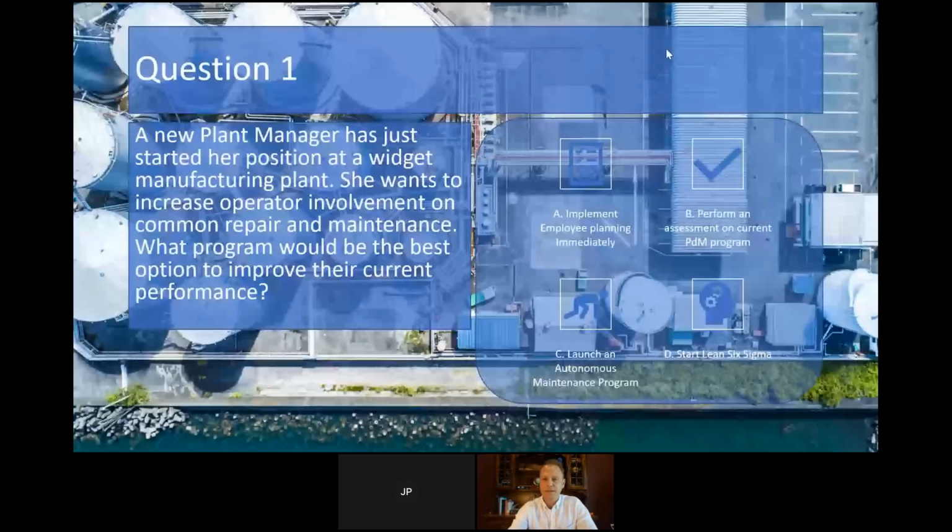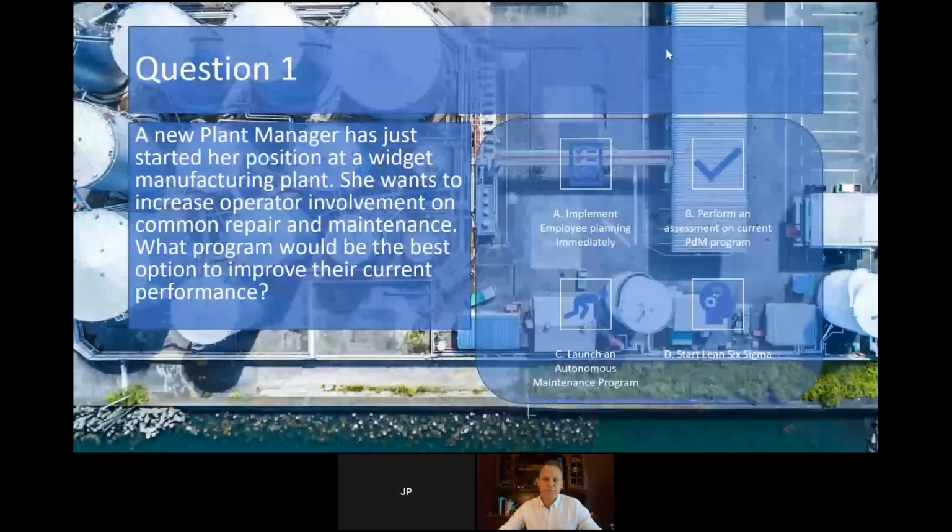Let's look at these. So new plant manager, and she wants to increase the involvement from the operators. So A is implement an employee planning immediately. And you know what? That might be a good answer. That could be a good answer as far as with any kind of project, you want to understand and analyze the information first. B is perform an assessment on the current PDM program. Well, it's not really answering the question that she's looking for.